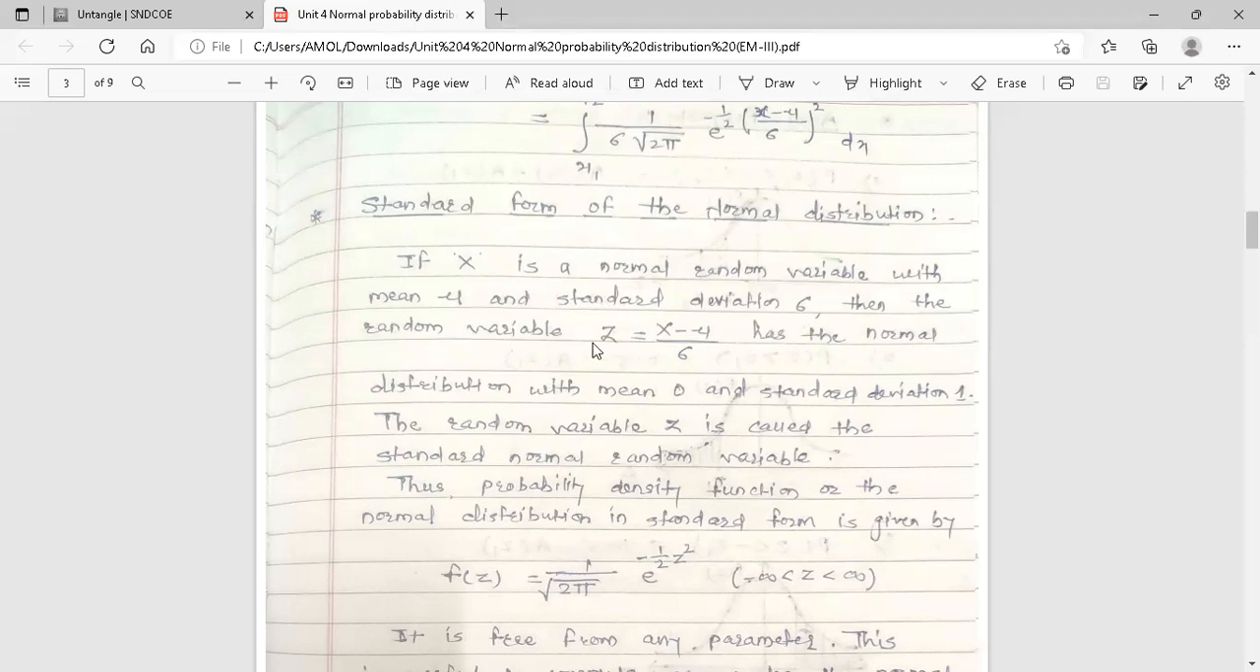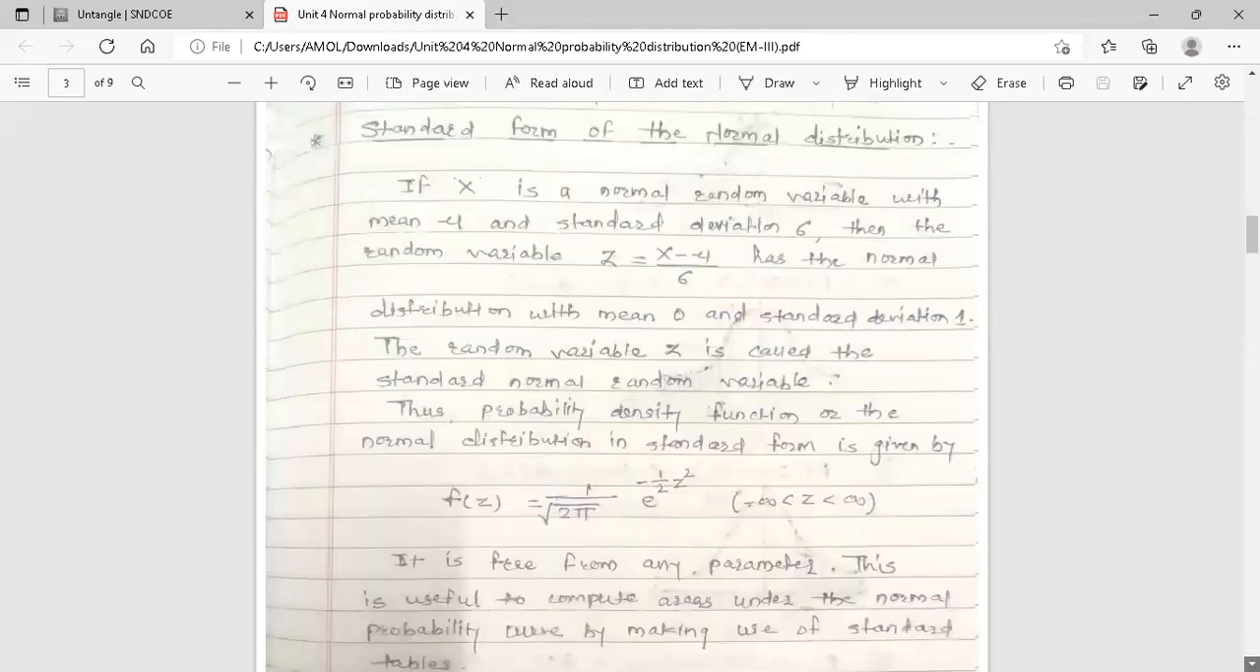Then the random variable z, which we have introduced here as a new random variable, z equal to x minus mu upon sigma, has the normal distribution with mean 0 and standard deviation 1. This random variable z is called the standard normal random variable.